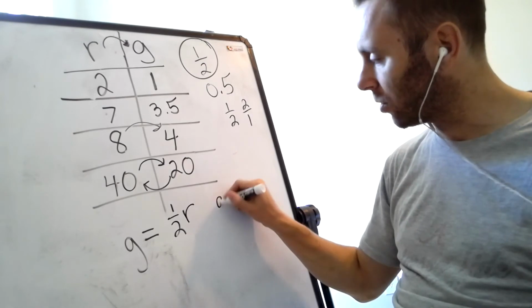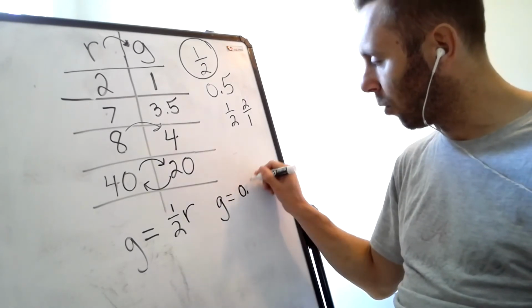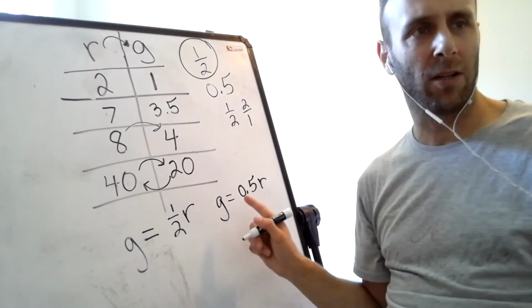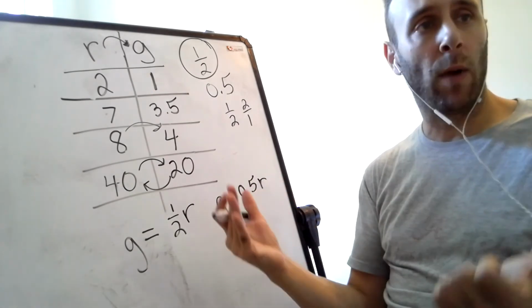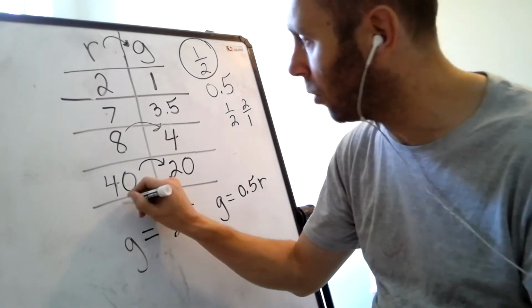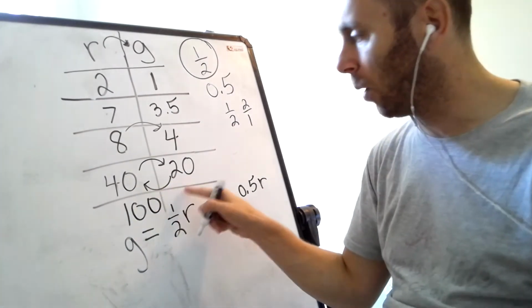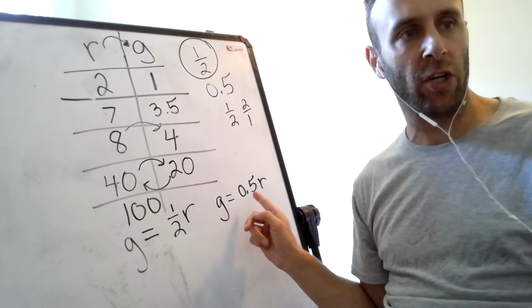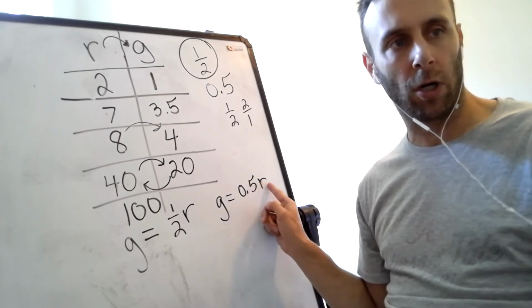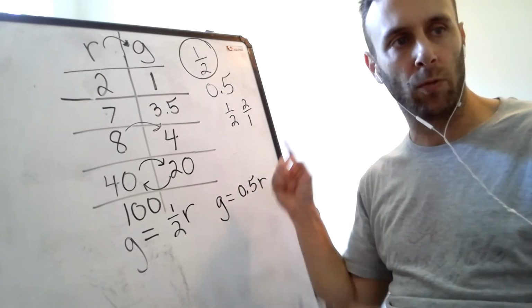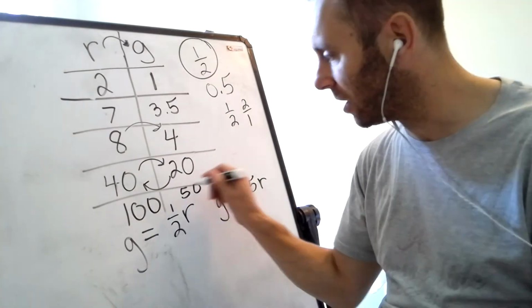We would have also accepted G equals 0.5 R. It's the same thing. You're multiplying every R by 0.5 to get to G. And that way, if we gave you another, if R is 100, what would G be? You could just use the equation. I know what R is. So all I have to do is 0.5 times R, 0.5 times 100, and boom, you are given what G is, which would be 50.